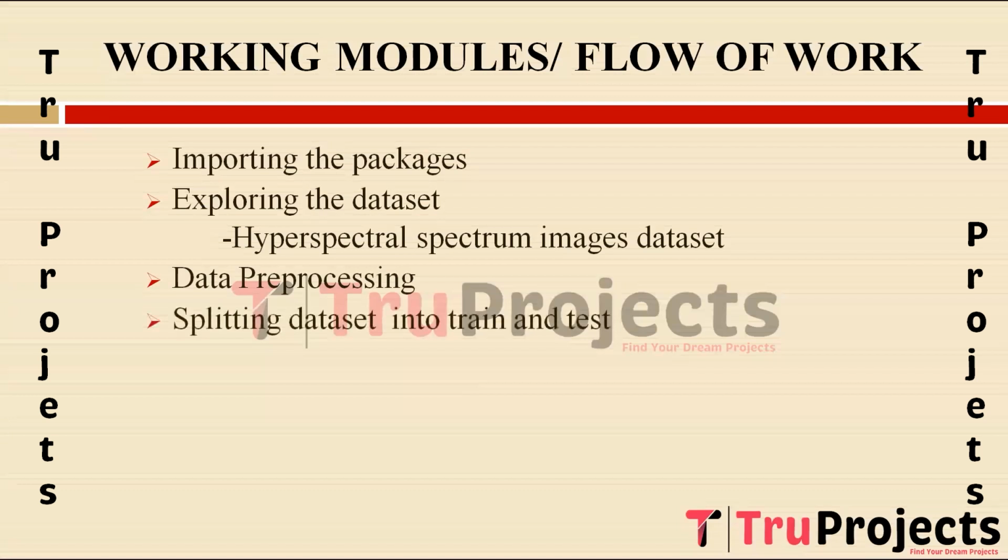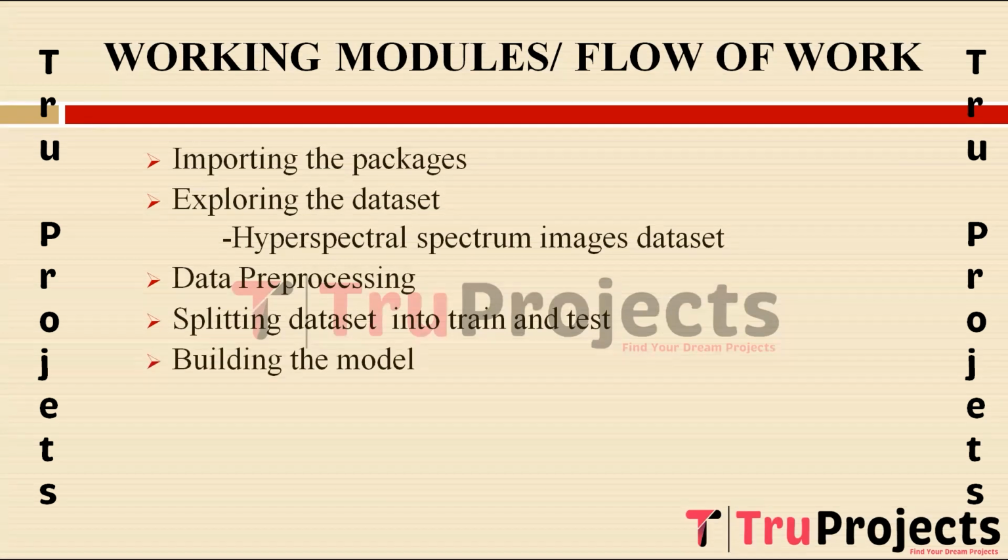Splitting dataset into train and test. To evaluate the model's performance, the dataset is typically divided into two parts, a training set and a testing set. The training set is used to train the machine learning or deep learning models, while the testing set is used to assess their accuracy and generalization to new unseen data.